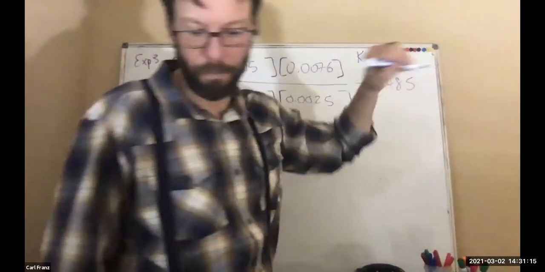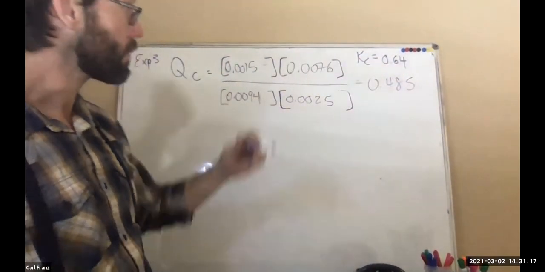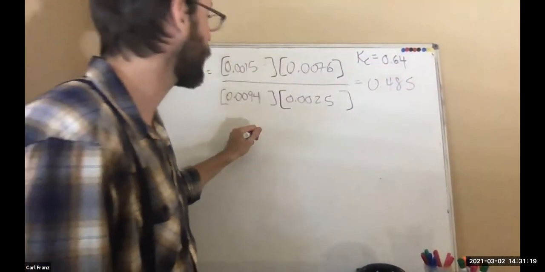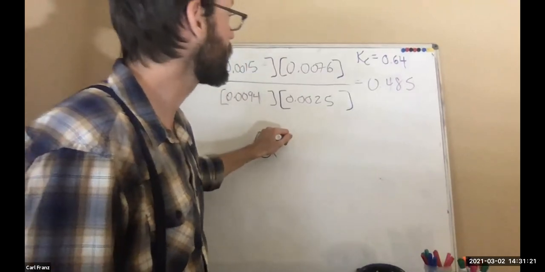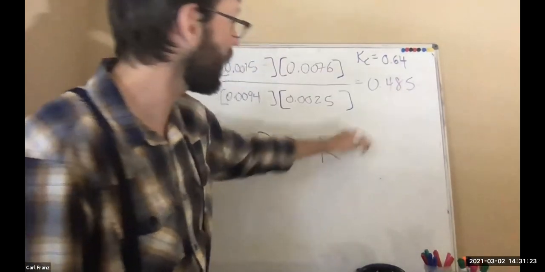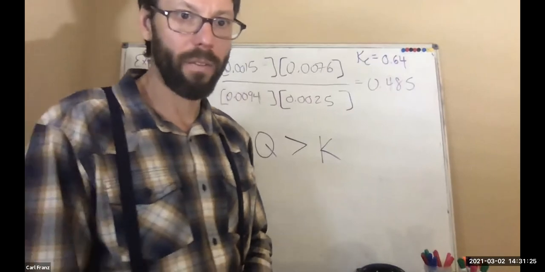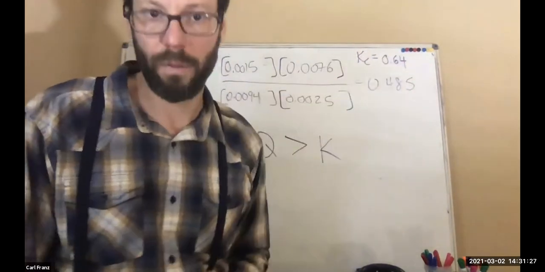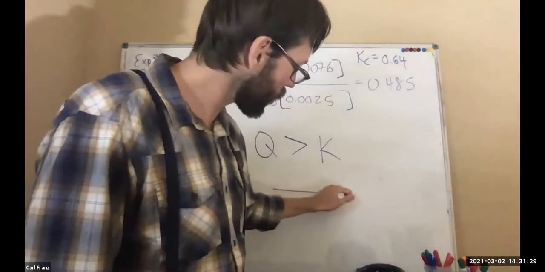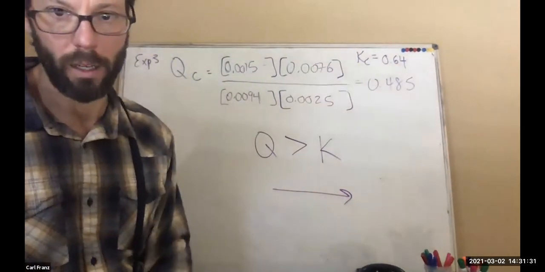I got 0.485. Okay. So in this case, again, Q is less than K, right? 0.485 is less than 0.64. And so it's going to go this way and favor products.